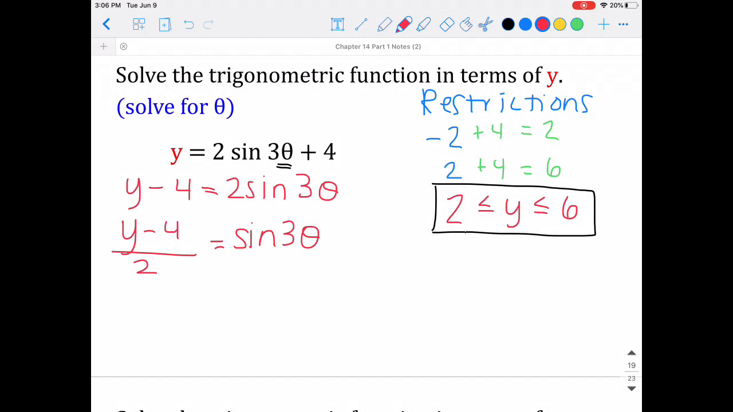Now this is where it gets a little bit tricky, because now we don't just have sine of theta, we have sine of 3 theta. But we're going to keep that 3 theta together for now. For the moment, we're keeping 3 theta together, and we're going to use the inverse again.